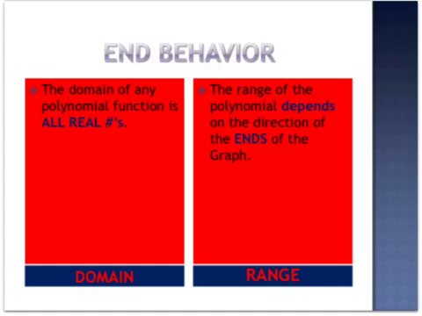So real quick on end behavior, this is where we're getting to the last part of this section. So the domain of any polynomial function is always going to be all real numbers. Alright, make sure that you understand that and write that down. Now the range, on the other hand, I cannot promise you. It is going to depend on the direction of the endpoints of each graph. And we'll talk about that in the next slide. Jot this down.